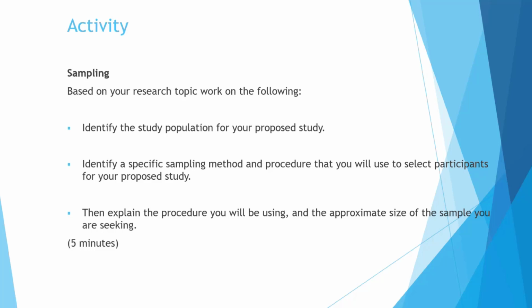Firstly, you identify the topic. If you already have the topic, you indicate that, and also you identify the study population, how many people you are going to collect data from, if it's quantitative and so on, or if it's qualitative. Then from there, you tell us about the sampling method or procedure you'll be using.